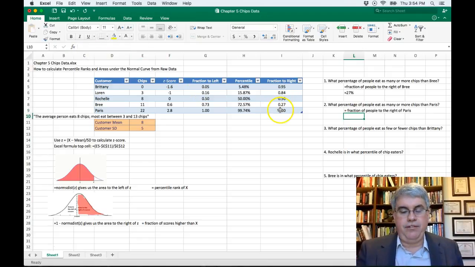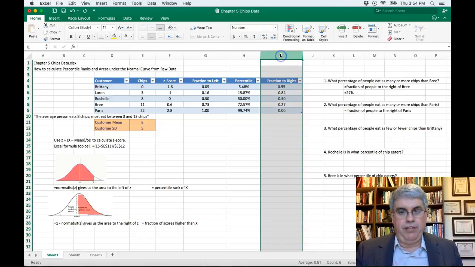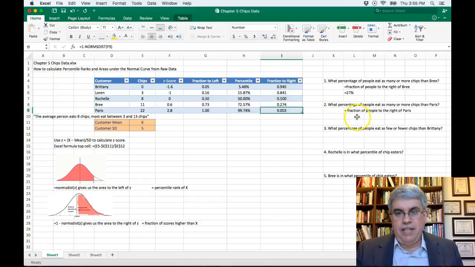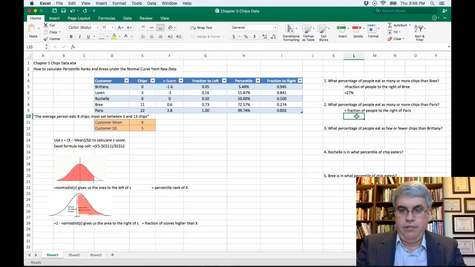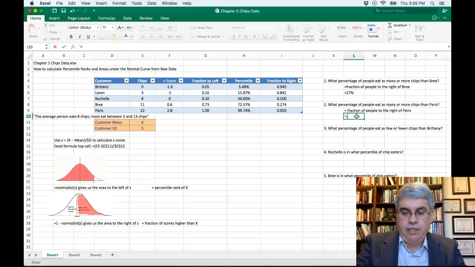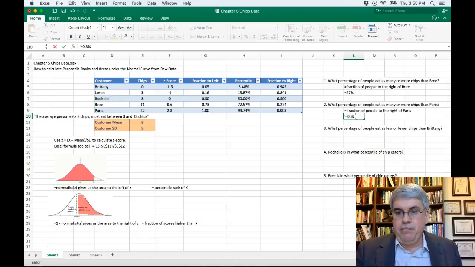And so we look here and it says 0. Now, is it really 0? We better add some more decimal points to this. I'm going to highlight the whole column and add more decimal points with the increase decimal button here. And now we've got some numbers. So that equals 0.003. So we can say that that equals 0.3%. So single quotation mark equals 0.3%. So that's the number of people that eat as many or more chips than Paris.